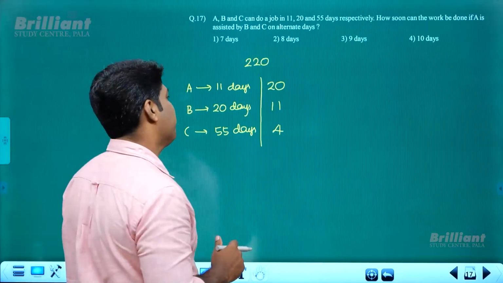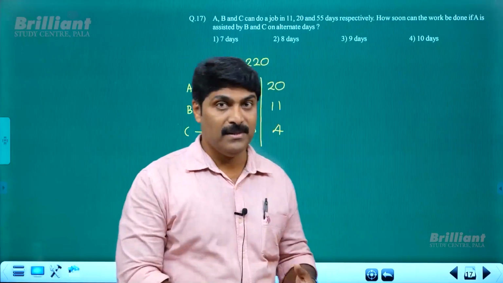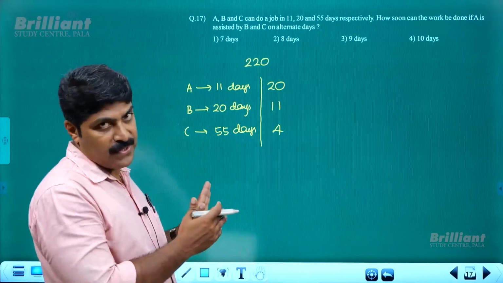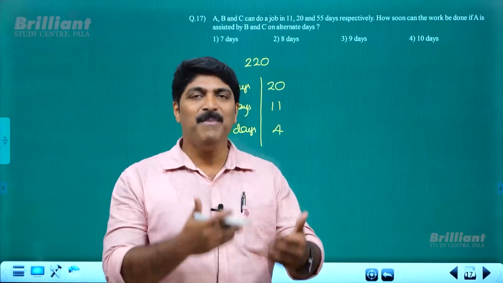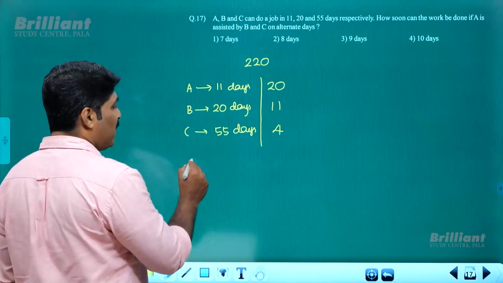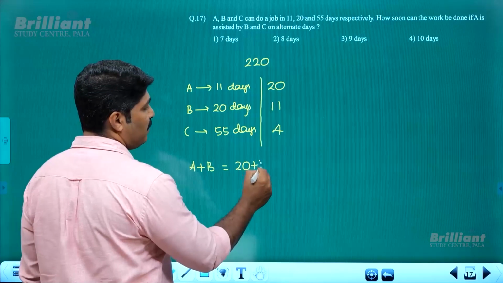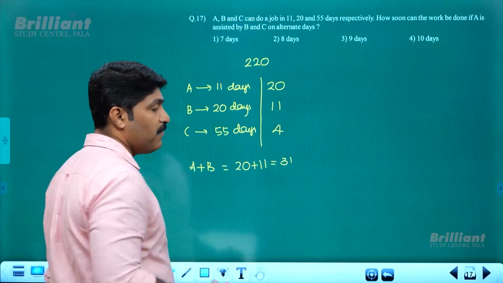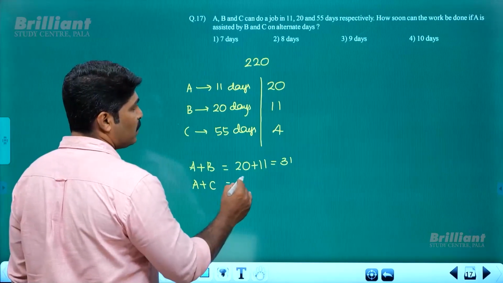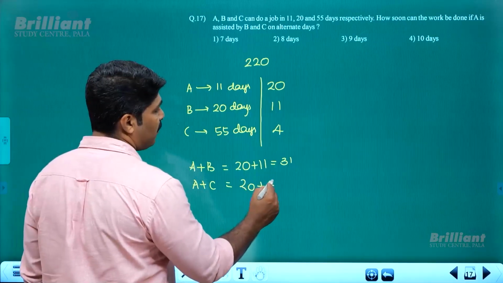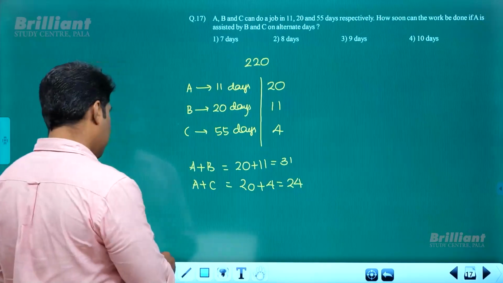So this is the distribution. Again, it's a tricky question. It is given that they are working in alternate turns. That means A assists B on the first day, then A assists C on the second day, and so on. It will be in a turn like this. Therefore, considering the combined efficiency of A and B, if they work together they can finish 31 units of work per day. Instead, if A is assisting C, they can finish 20 plus 4, that is 24 units of work per day. So how will this work develop here?